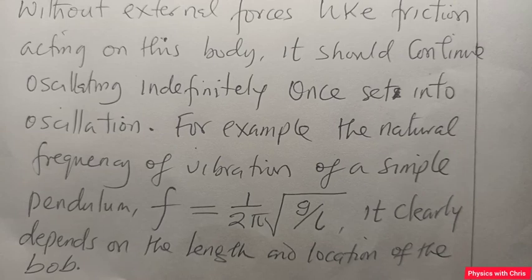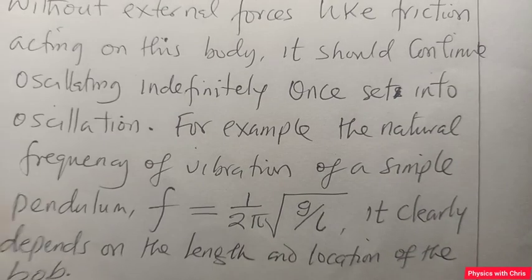So we can see that the natural frequency depends on the location of the pendulum. Because if you do the same experiment on the moon surface, it gives a completely different result, different observations compared to when the experiment is done here on the Earth's surface. And it does not depend on the amplitude of oscillation.